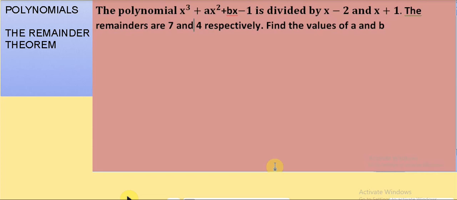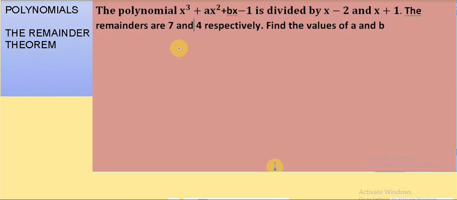So this very question says the polynomial x raised to the power of 3 plus ax squared plus bx minus 1 is divided by x minus 2 and x plus 1. The remainders are 7 and 4 respectively. Find the values of a and b.